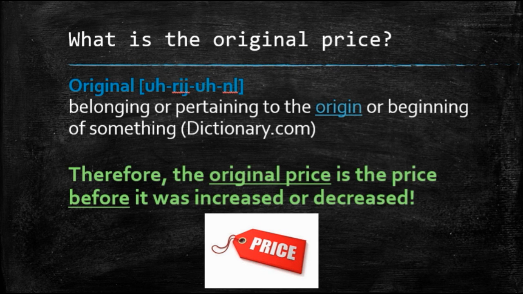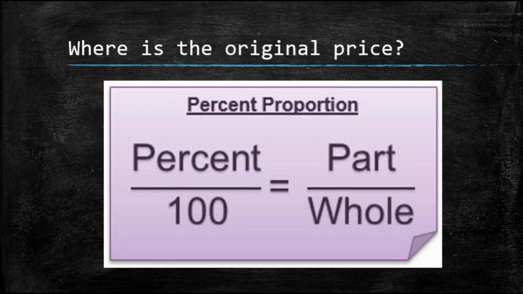So what is original? Well, something original means that it is belonging or pertaining to the origin or beginning of something. So when you think about it like that, you can tell that the original price is the price that the item was before it was increased or decreased. So it makes sense that the original price or the original whole price would have been the price before you did anything to change it. I know that we already touched on this yesterday, but I want to touch on it a little bit more in depth.